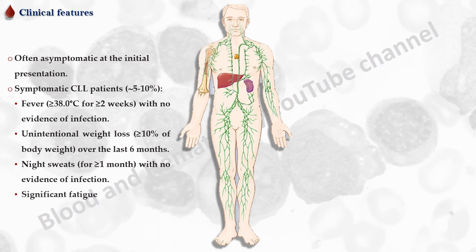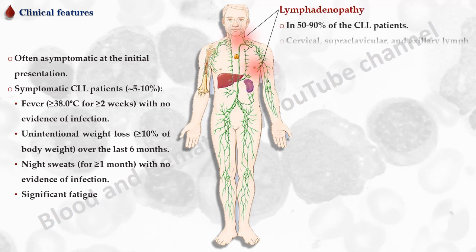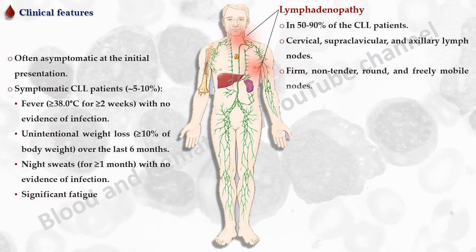Upon physical examination, 50 to 90% of the CLL patients present with lymphadenopathy. The most common sites include cervical, supraclavicular, and axillary lymph nodes. On palpation, the nodes are firm, non-tender, round, and freely mobile.